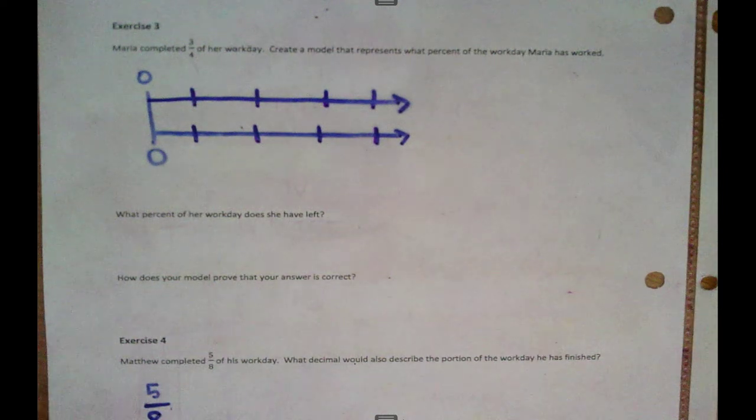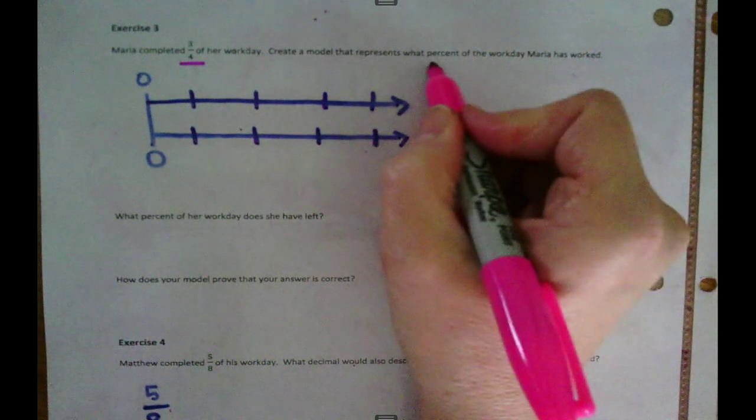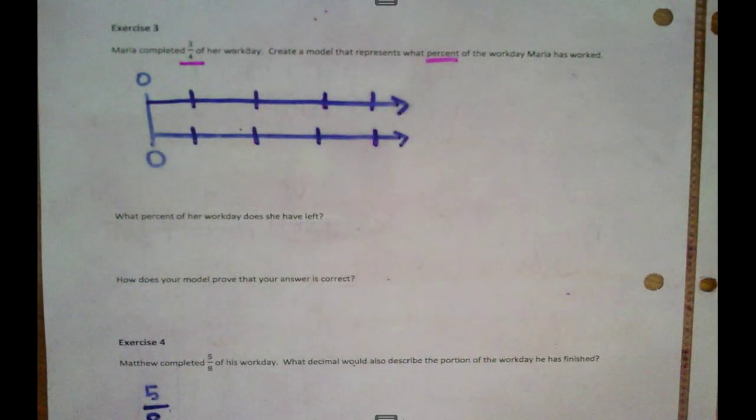Okay, in this video today, we're going to work through exercises 3 and 4 of lesson 25. Exercise 3 says that Maria completed 3/4 of her workday. Create a model that represents what percent of the workday Maria has worked.